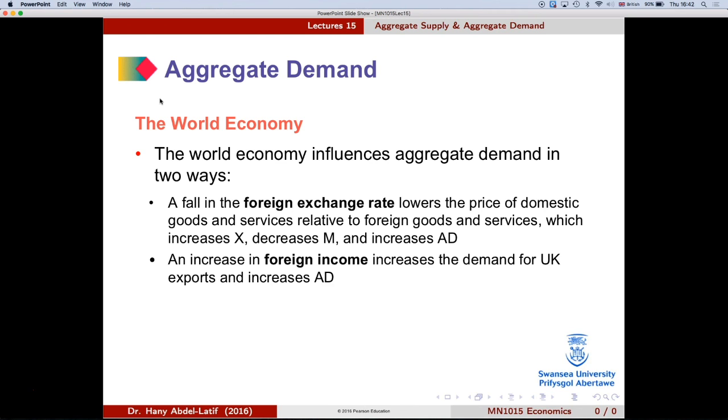With aggregate demand, we know that there are three factors: expectations, fiscal policy and monetary policy, and the world economy. And that's what you need for the assignment.